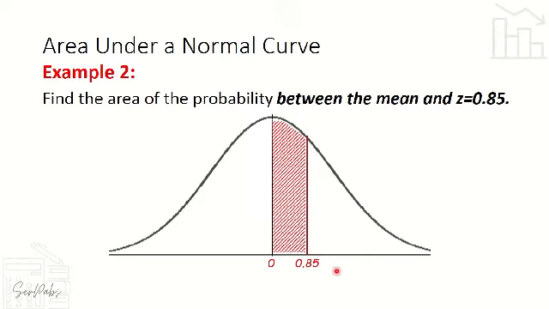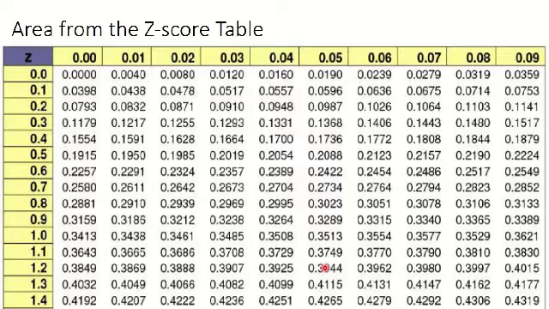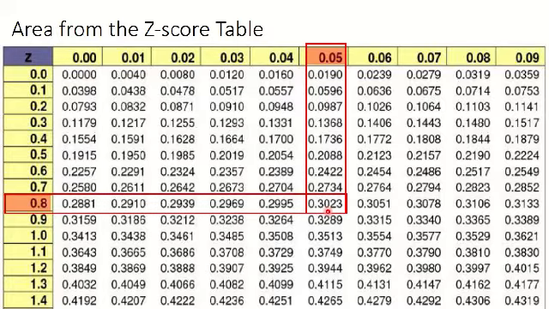So, we'll find for the area of 0.85 from the mean. So, get your Z-score table. So, ito yung ating Z-score table. Then, we will find for the probability of 0.85. So, puntahan ang 0.8. And then, puntahan ang 0.05. And then, get the intersection. So, that will be 0.3023.